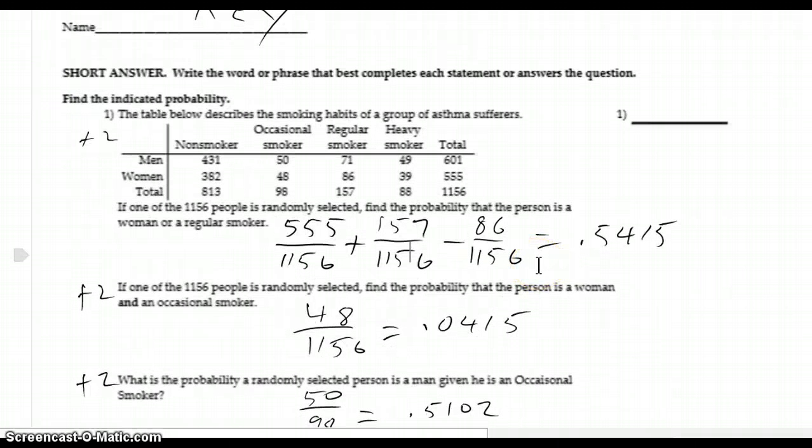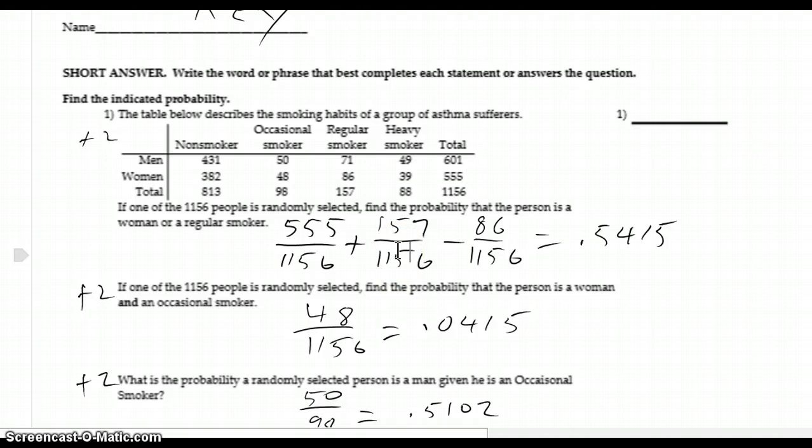First question is a traditional kind of probability one. Use the OR principle, or union. It says what's the probability that someone, if randomly chosen, is a woman or a regular smoker. So there's 555 women, so that's 555 out of 1156, or regular smoker, 157 out of 1156.